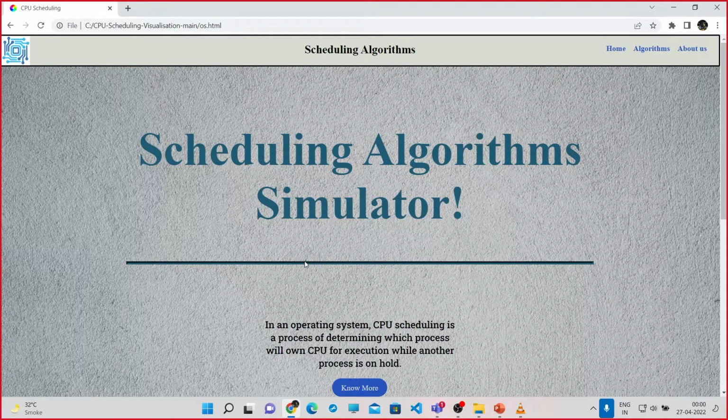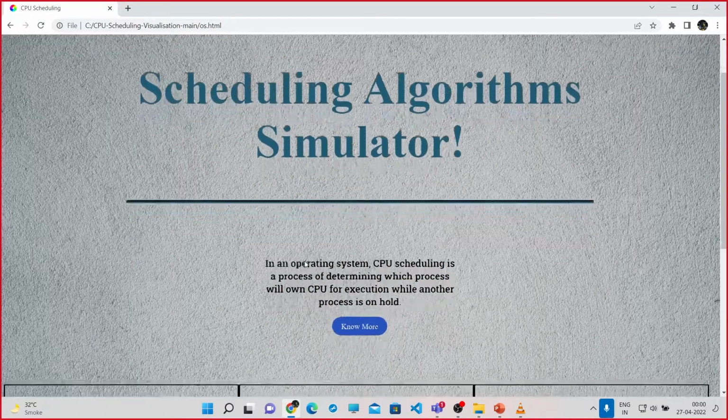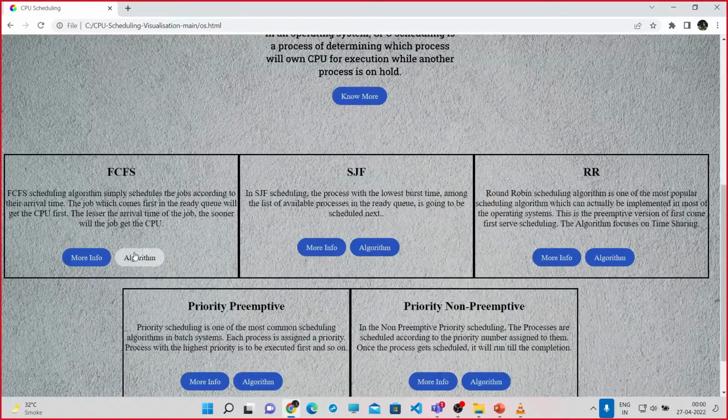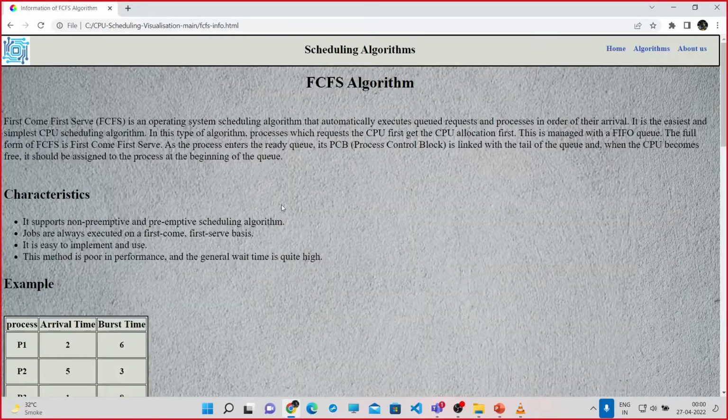So, this is our basic web page of scheduling algorithms. Now, we will move to FCFS. What is FCFS? FCFS means first come, first serve. It is an operating system scheduling algorithm that automatically executes queued requests and processes in order of their arrival. This basically depends on arrival time and the burst time.